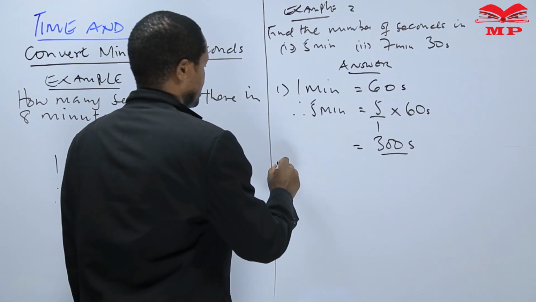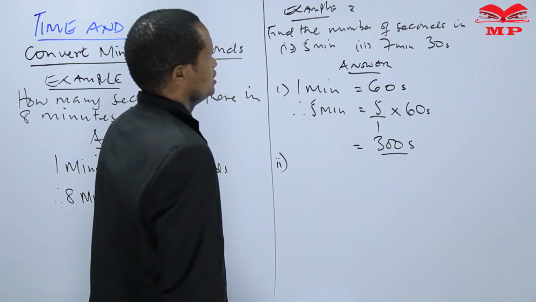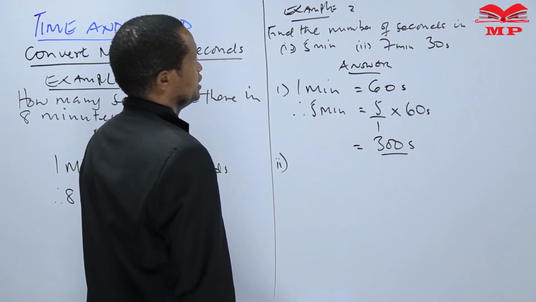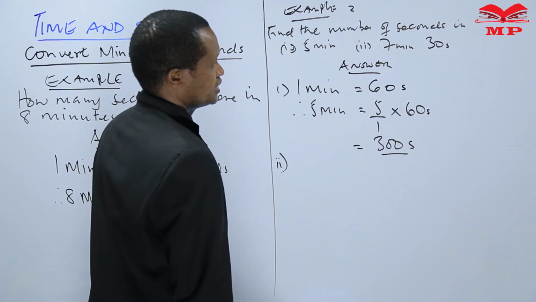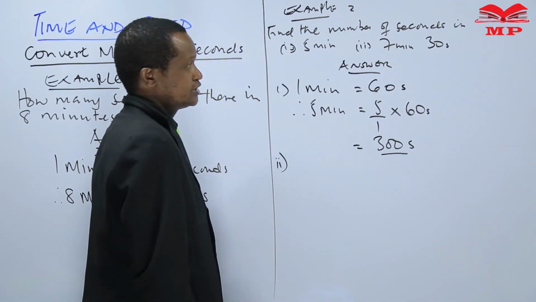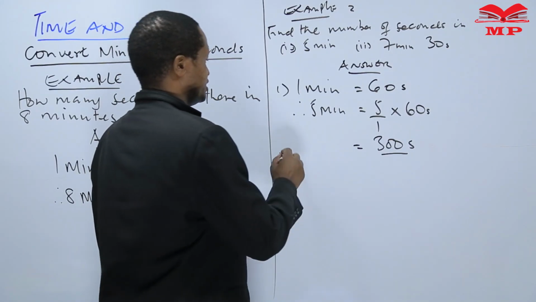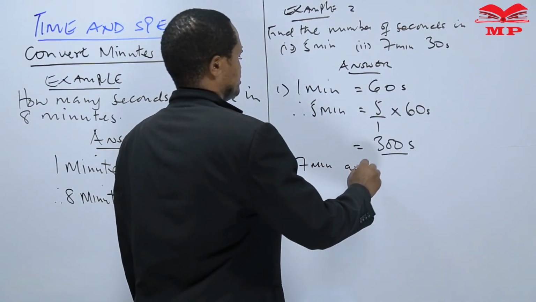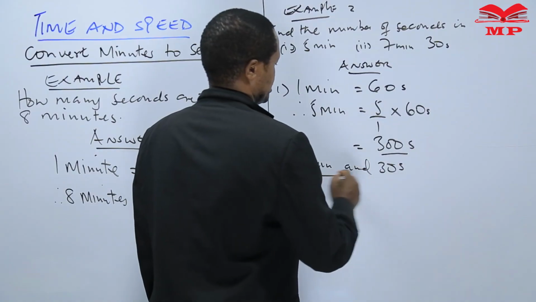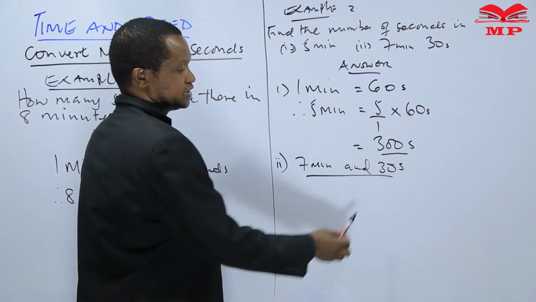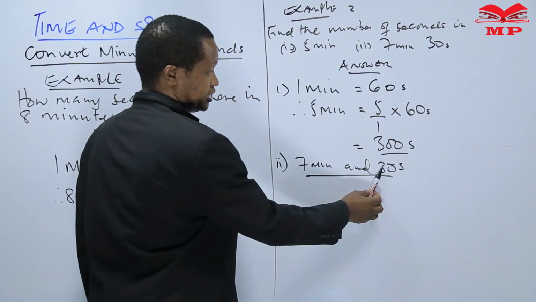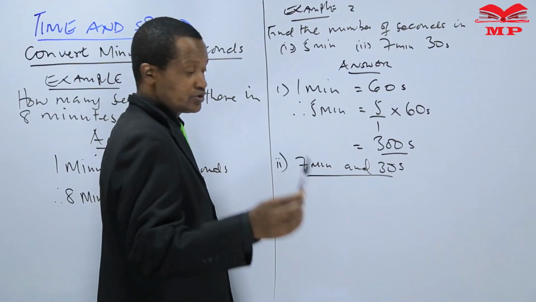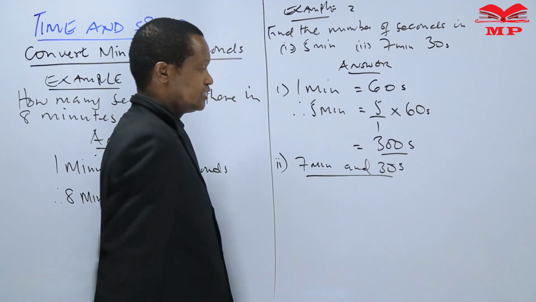Then the second part is to find the number of seconds in 7 minutes and 30 seconds. Here we will not convert the 30 because these 30 are already in seconds. We will convert 7 minutes into seconds, then we add the 30 seconds.